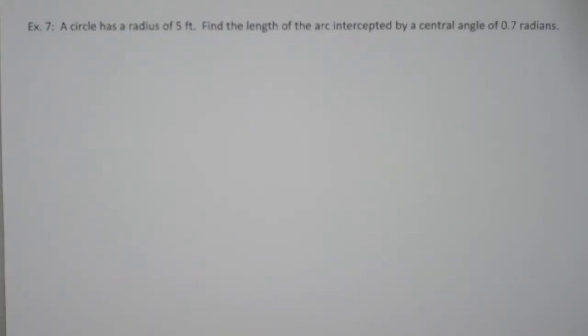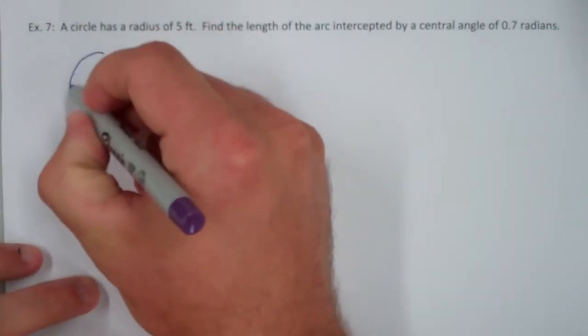In example 7, we're changing things up just a little bit from our past examples, and this time we have a circle that has a radius of 5 feet, and we want to find the length of the arc that's intercepted by a central angle of 0.7 radians. If you want to, it's a nice idea with these problems to just draw a little diagram.